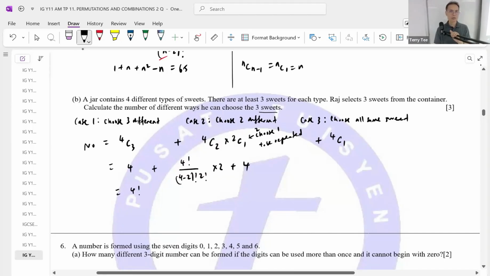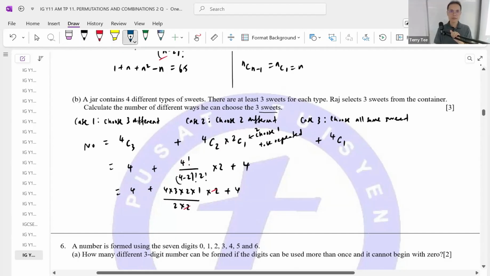Okay, what is 4 factorial? 4 factorial is 4, 3, 2, 1. This is 2 factorial, which is 2 times another 2, and you times another 2. Another 2 here. So what is this actually? Cancel them. Cancel this and this.